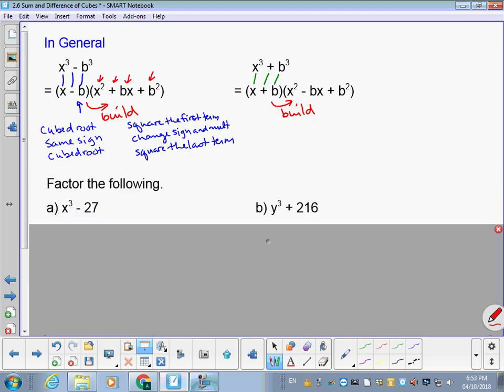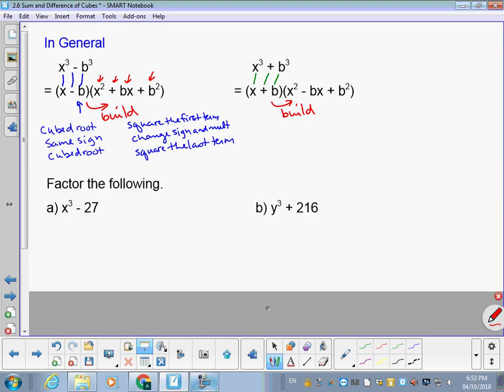Let's try it with some numbers in because it's actually a bit easier when you see the numbers. The letters tend to kind of freak you out. But first of all, recognize that you have a difference of cubes in this case. It will be two factors, a linear and then a quadratic. The linear is always cubed root, same sign, cubed root. 3 cubed is 27. Now I ignore the question and I use this one to build the second factor. Square the first term, change the sign, and multiply, and square the last term. Notice that what I have is a simple trinomial that does not factor. There are no numbers that multiply to positive 9 and add to positive 3.